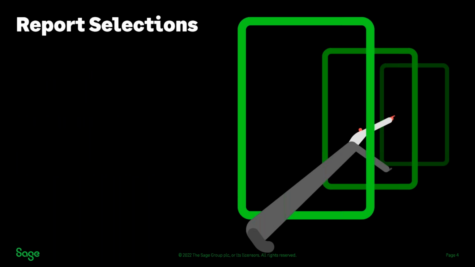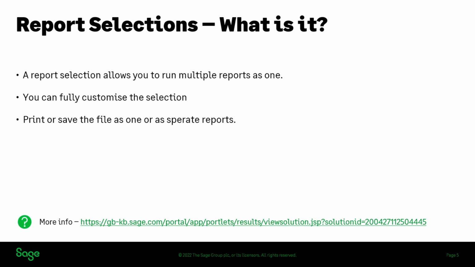Let's have a look at report selections first of all. So what is a report selection? So a report selection will allow you to run multiple reports all as one. So you can fully customize the selection as well. So you can add all the reports that you wish to have in there. So it's up to you. Then you can print or save the file as one single document with all the reports in it, or if you prefer, you can print or save it as separate documents from the window, which we will have a look at in a moment.